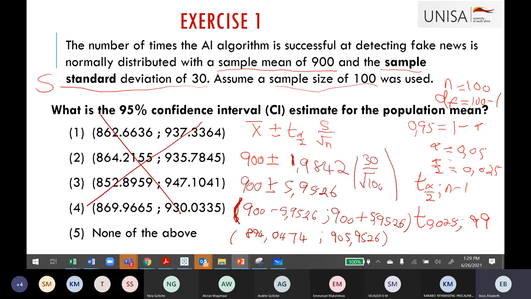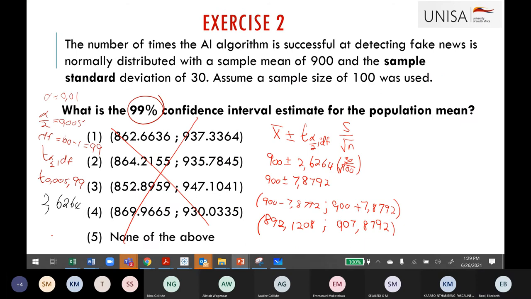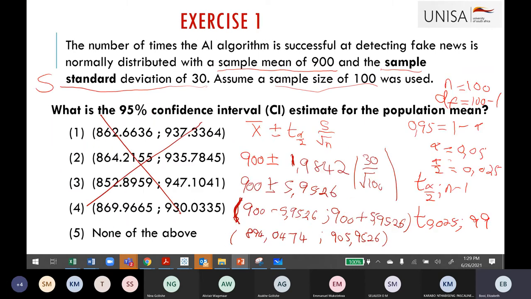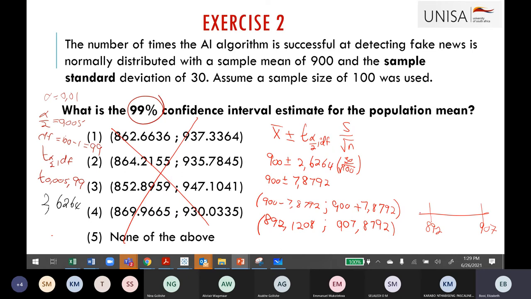So here we have 95, here we have 99. So 99 has 892 and 907. That is 99. If we go to 95, which is smaller, it has 894 and 905.